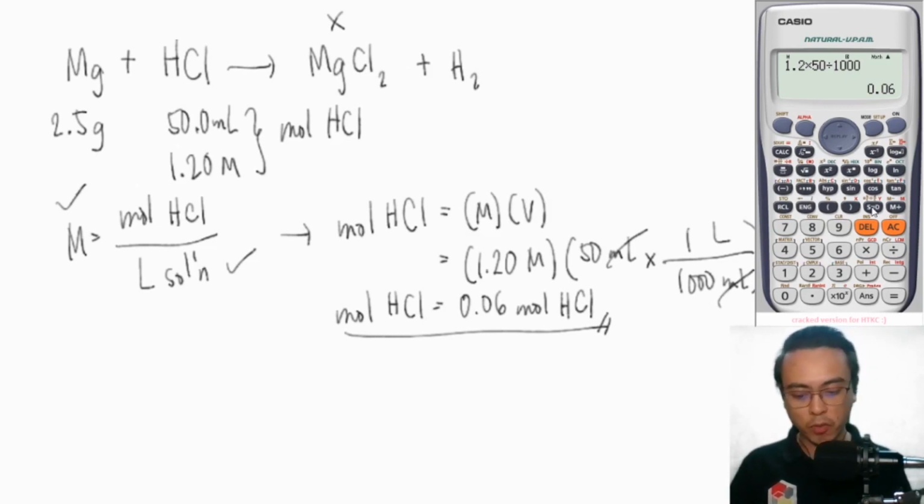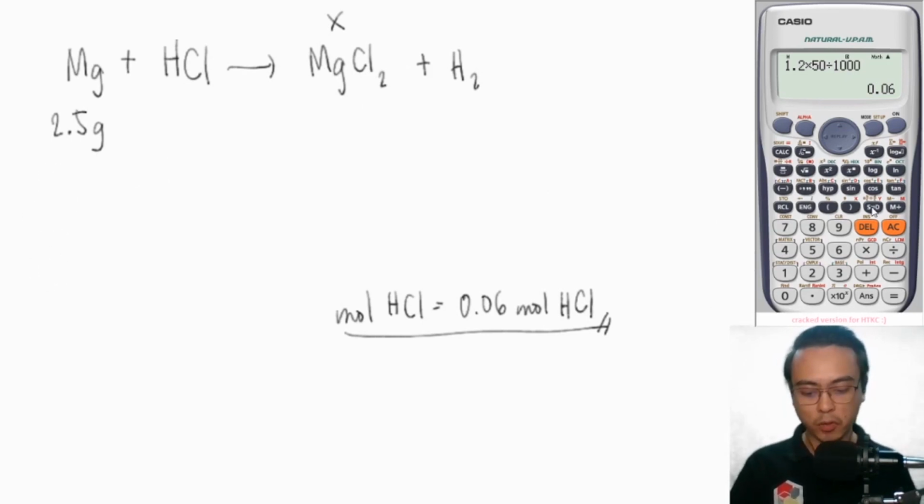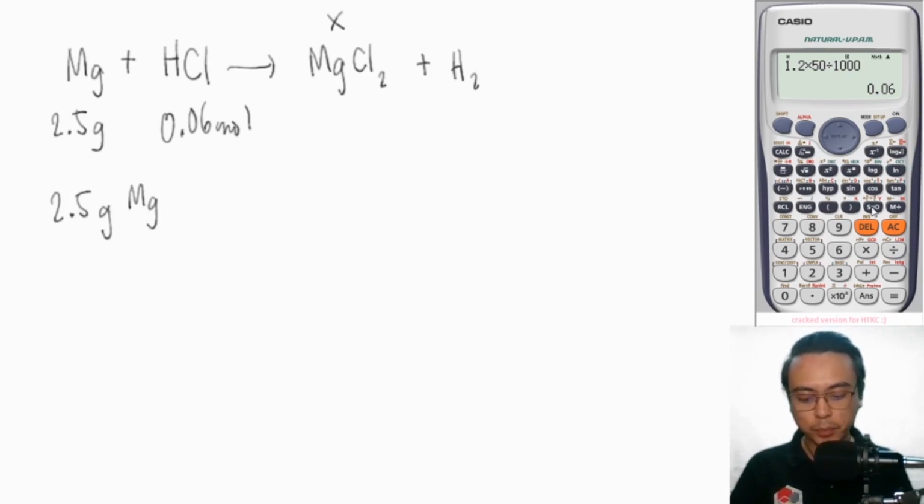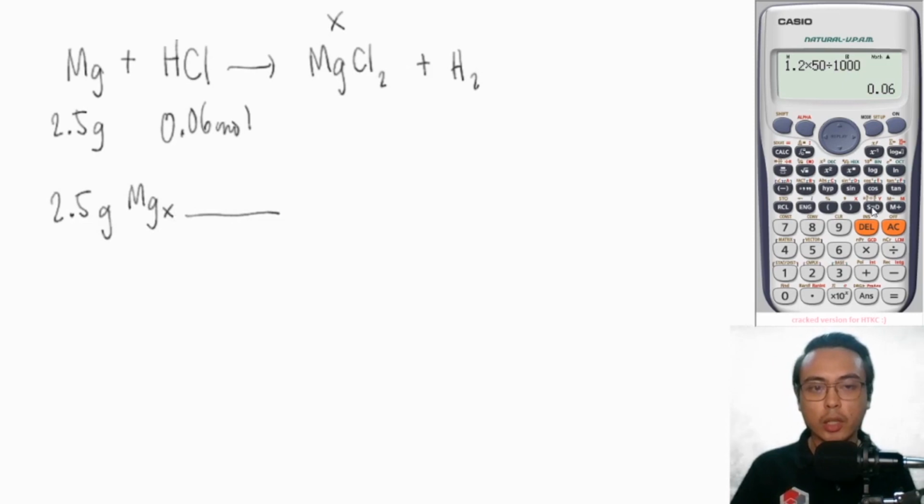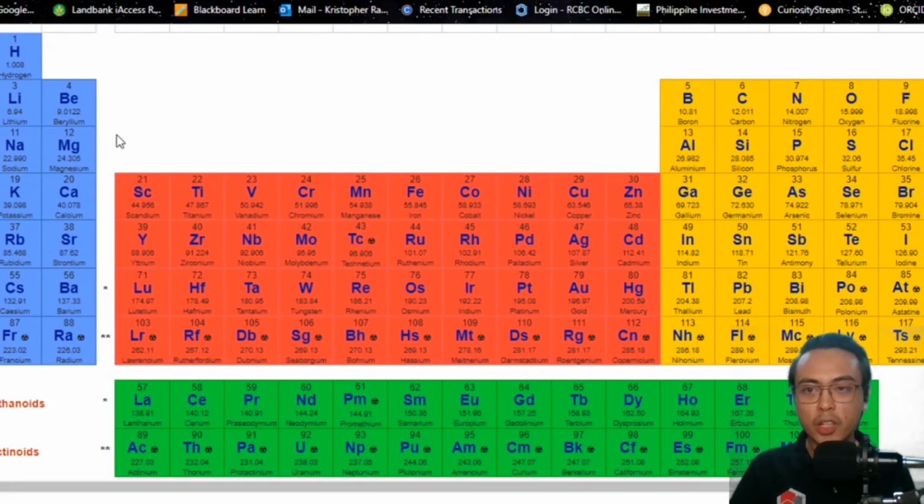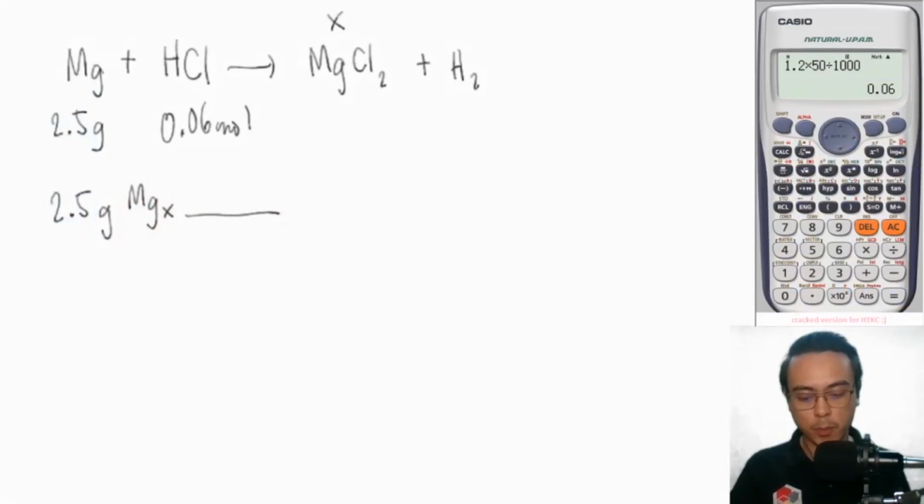Okay? So let me first just clear some of this. We now know that the amount of HCl is 0.06 moles. Now let's convert the amount of magnesium to moles, and then let's see how much magnesium chloride can we produce. So we start with 2.5 grams of magnesium. Let's take a look at the molecular weight of magnesium. Magnesium is here, that's 24.305 grams per mole.